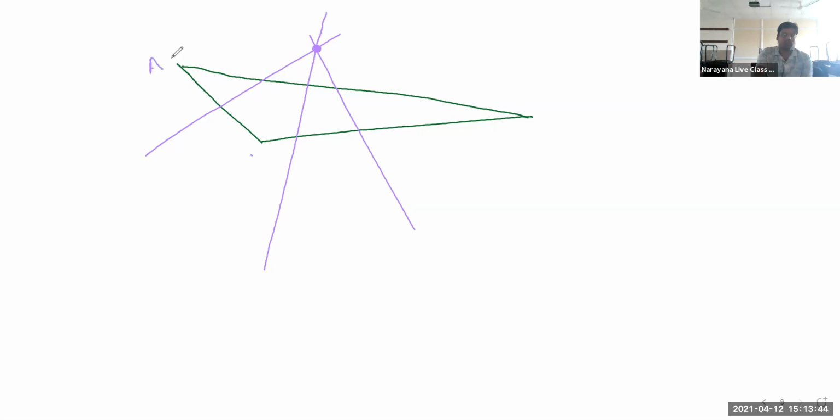Let's draw A, B, C. This is the perpendicular bisector of BC. This is the perpendicular bisector of AC. This is the perpendicular bisector of AB. And all these three are not intersecting inside the triangle. They are intersecting outside the triangle.